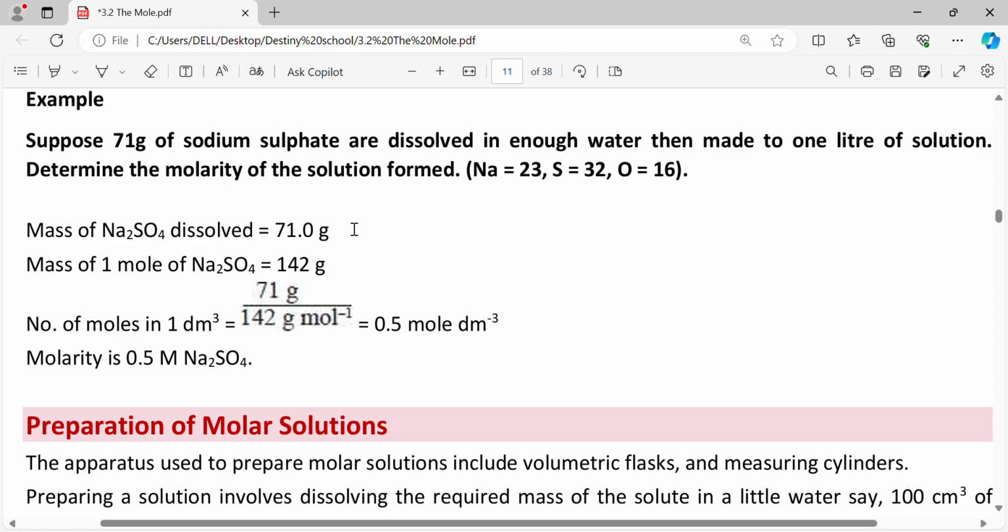So it was dissolved in 71, so the mass was 71 grams. Okay. They have used a different way of looking at it.